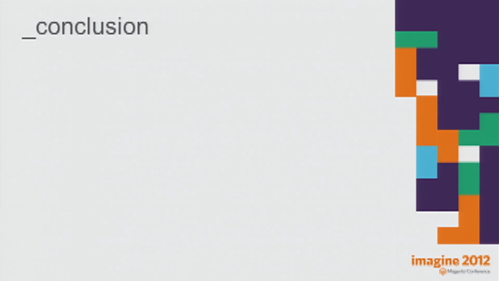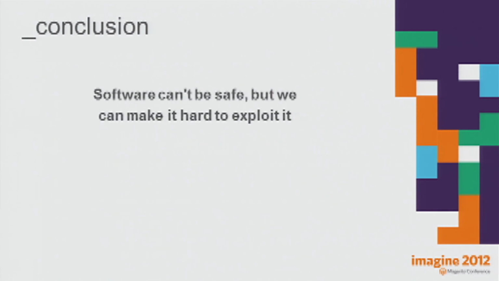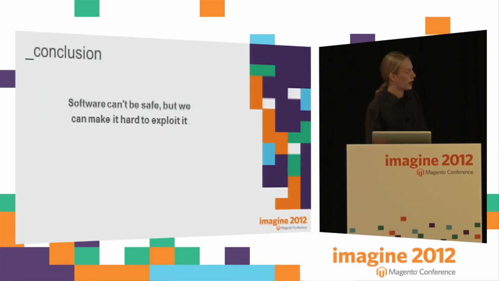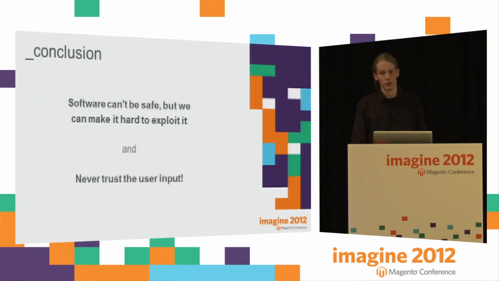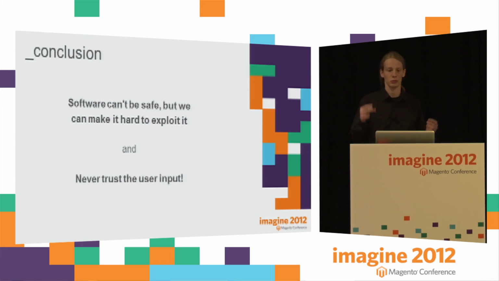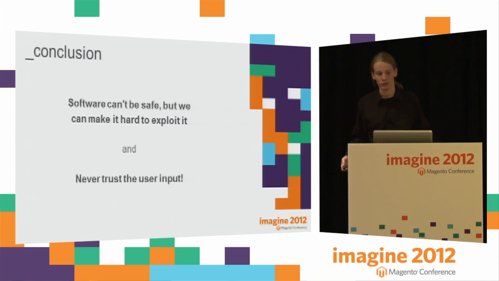Well, so this leads us to the conclusion. Software can't be safe, but we can make it hard to exploit. And of course, never trust user input. So these are the two last statements you should keep in mind when writing Magento modules or other software.